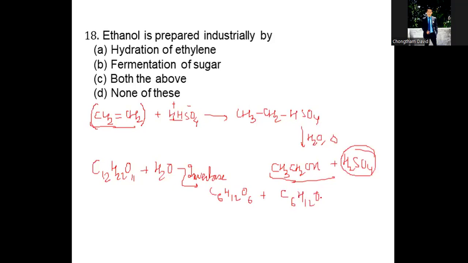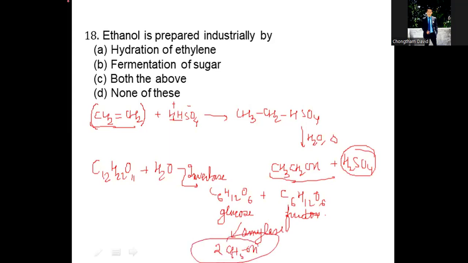These are monosaccharides. They are isomers, but they have different functional groups. Fructose will have a ketonic group, and glucose will have an aldehyde group. Glucose and fructose. But our mission is to generate alcohol. So from this, after adding your amylase enzyme, you will generate two molecules of alcohol.